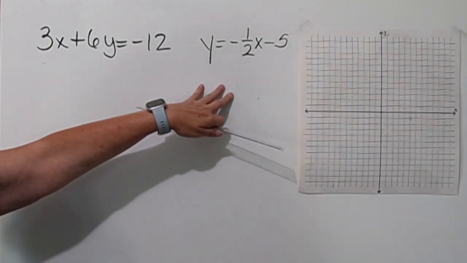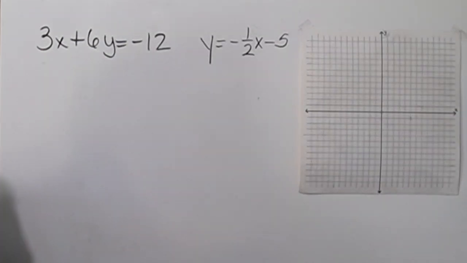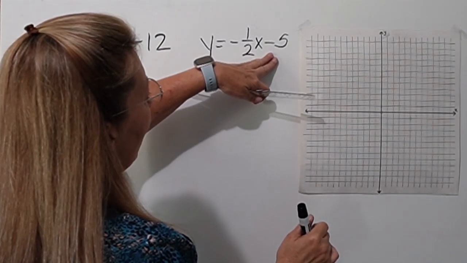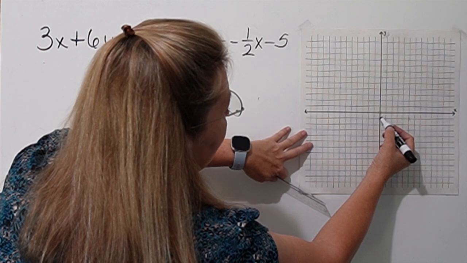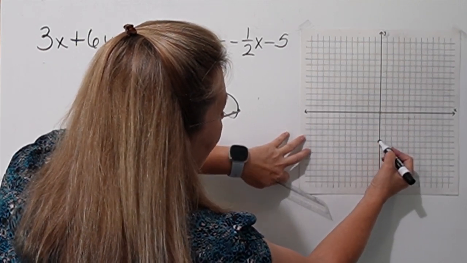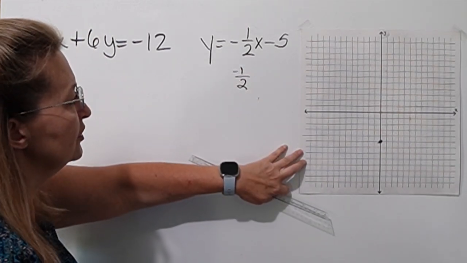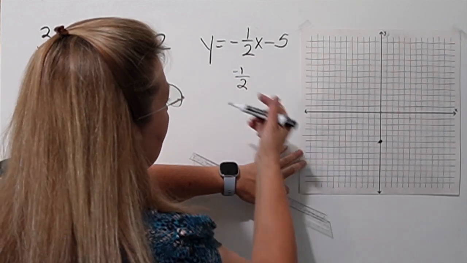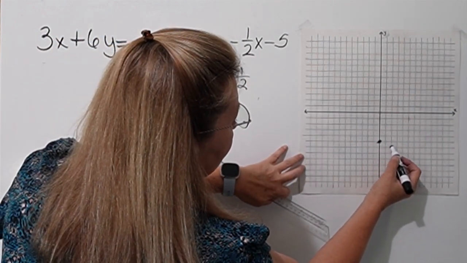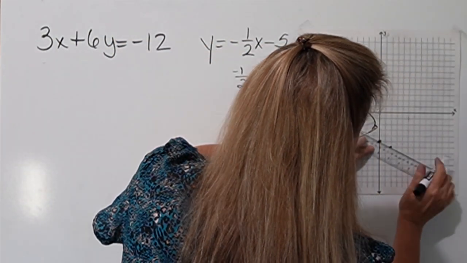Okay, so here's number 4. Let's graph both of these. Now this one's already in y is equal to mx plus b format. So let's go ahead and graph it, and then we'll convert and graph this one. Now if your y-intercept is at -5, you're coming down 5 on the y-axis. 1, 2, 3, 4, 5. All right, we have a negative slope, so that means I can use -1 over +2 or +1 over -2. But we'll go -1 rise and then 2 run. So here is our first line.